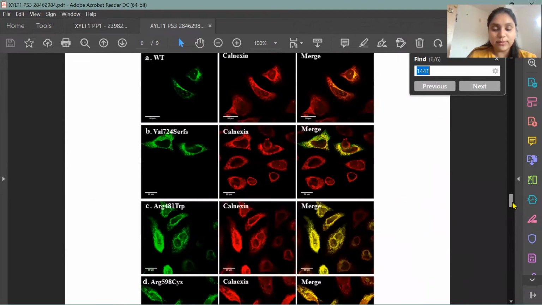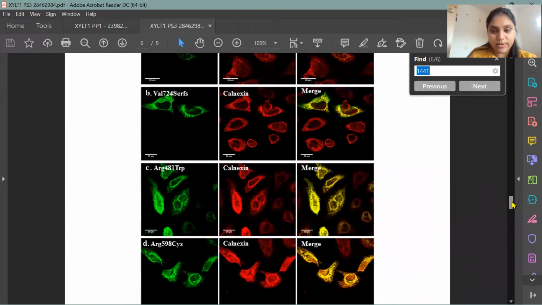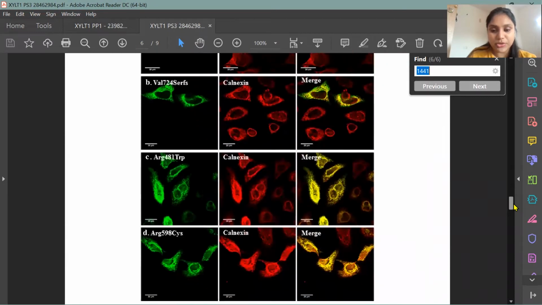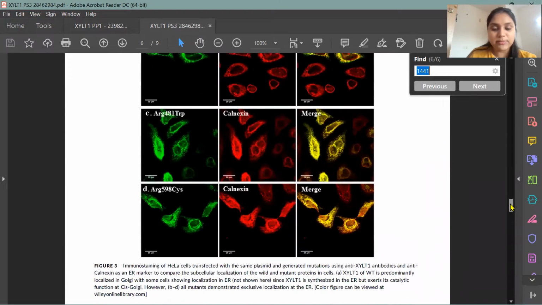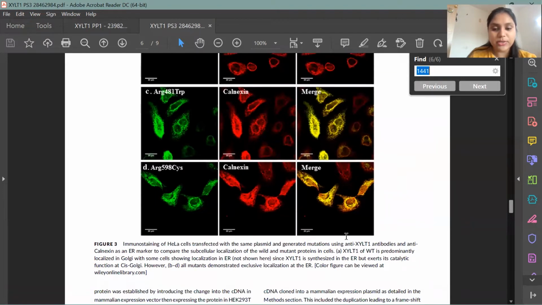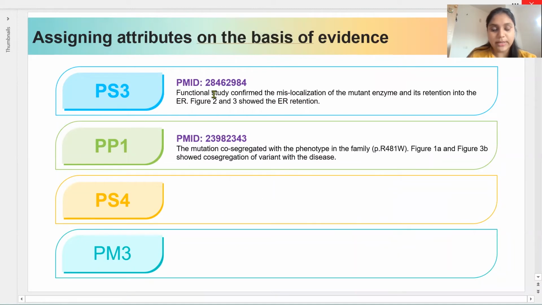This was further confirmed by figure 3, in which they showed the ER retention, and if the protein is retained in the ER, it cannot perform its function in the Golgi. Therefore, we can assign the PS3 criteria based on this particular evidence. So we have assigned the criteria to this variant.